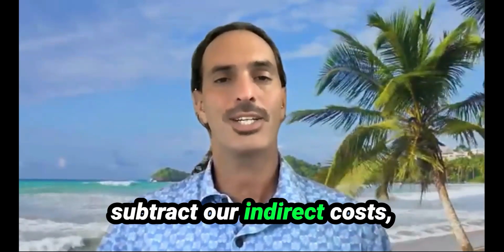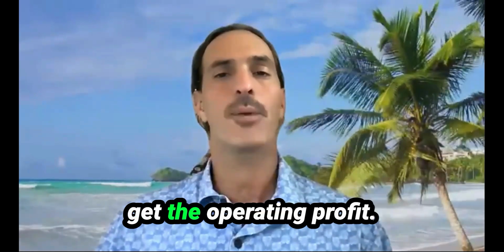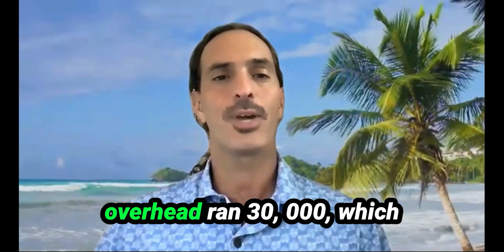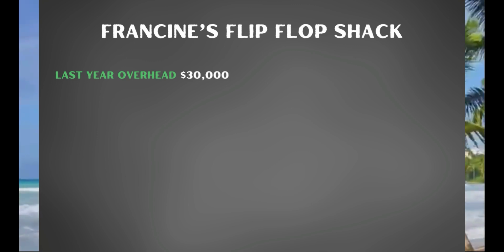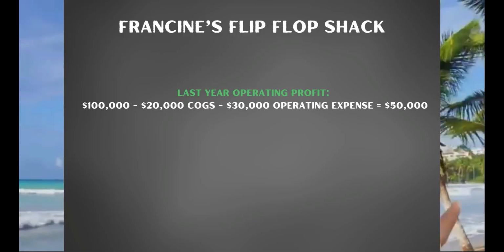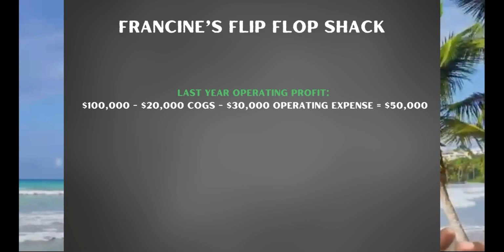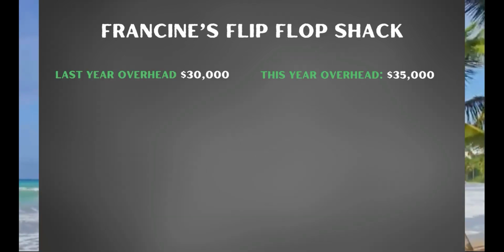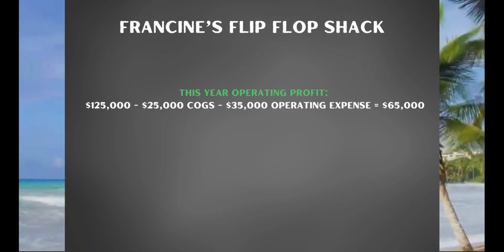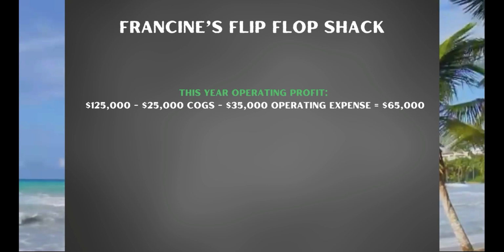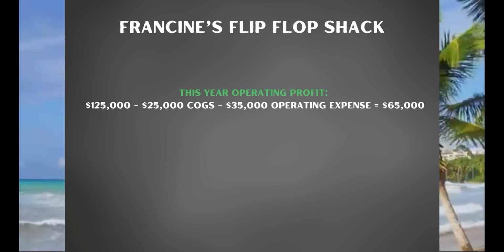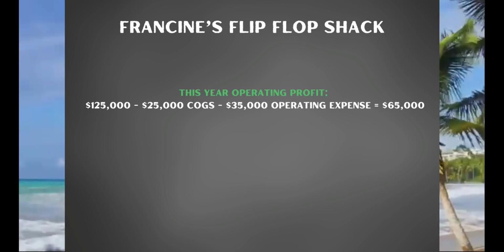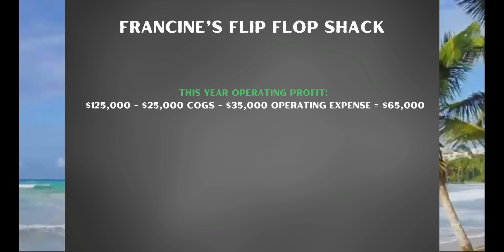Pretty simple. Now that we have our gross profit, we can subtract our indirect costs, aka our overheads, to get the operating profit. Last year, Francine's overhead ran $30,000, which left her with an operating profit of $50,000, or the $100,000 in revenue, minus the direct costs and the indirect costs. This year, the Flip Flop Shack had a total overhead of $35,000. Thus, we can determine the Shack's profit by subtracting the $25,000 in cost of goods and the $35,000 in overhead from the revenue of $125,000, yielding an operating profit this year of $65,000.